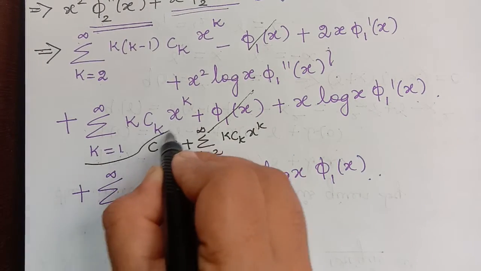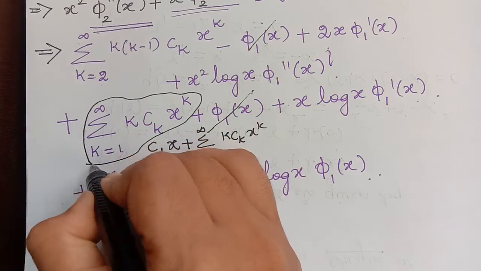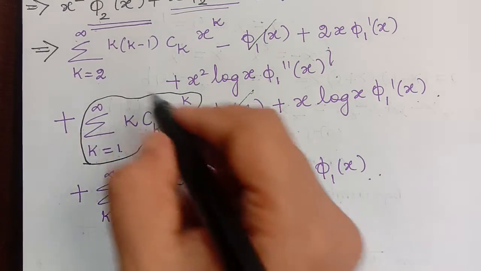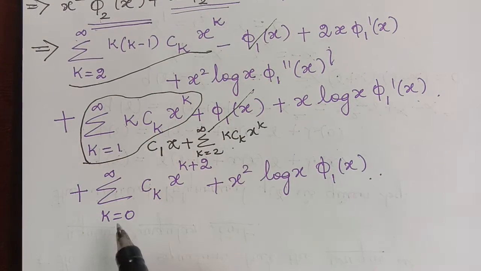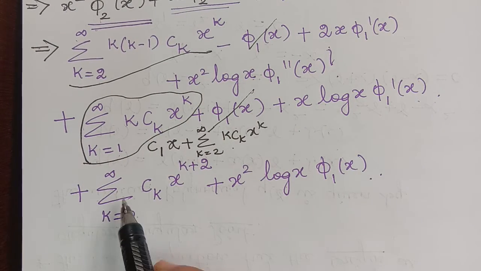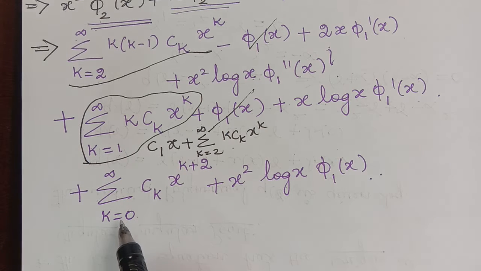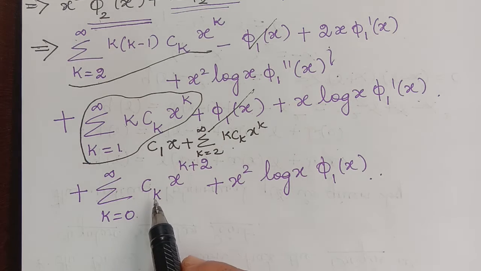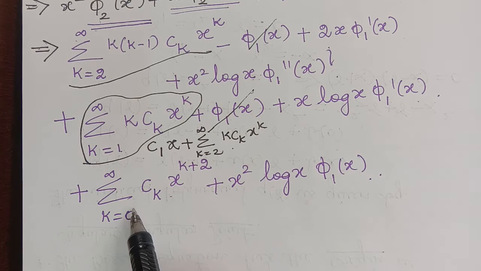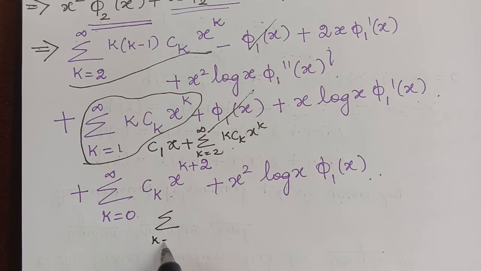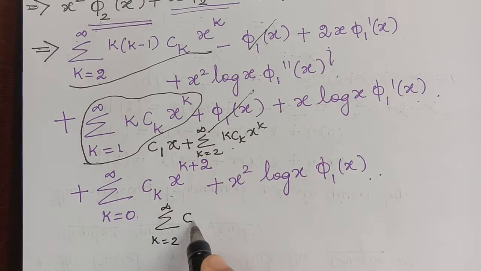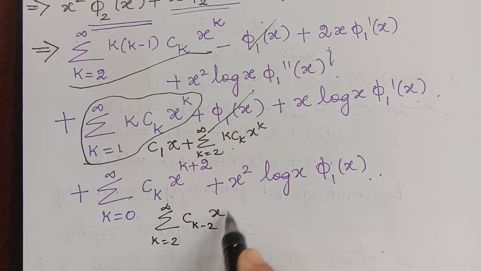So this one term can be written like this, so that we can gather this term, and what is here, k equal to 0 to infinity. How to make it k equal to 2 to infinity? By replacing k by k minus 2. If you remember the previous video, we have done the same format. In the same way, if we replace k equal to k minus 2, this will turn out to be summation k equal to 2 to infinity c k minus 2 x to the power k.